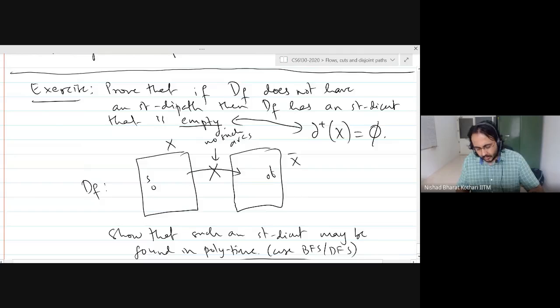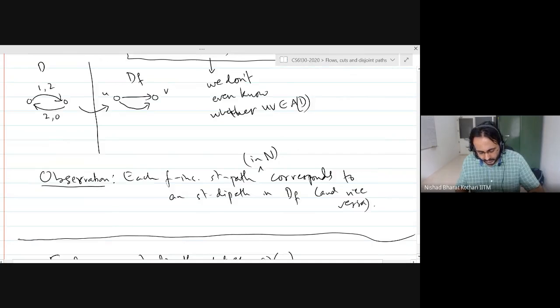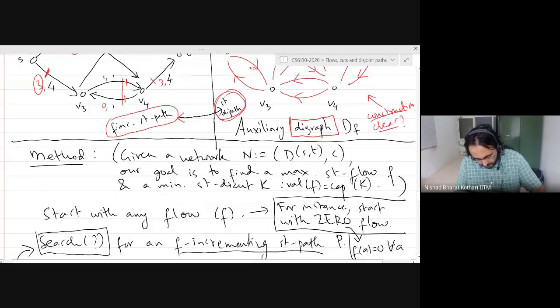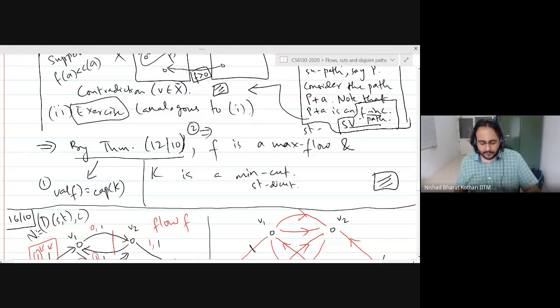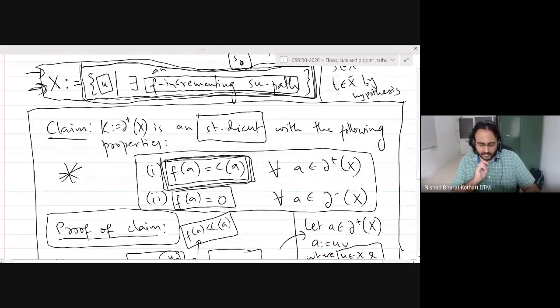And the point is, if you find such an ST dicut in the auxiliary digraph, then in the original network, it will correspond to a dicut with the properties that we have already discussed. Remember this claim? If you find an ST dicut which is empty in the auxiliary digraph, then you'll go back to the original network, and you will observe that the same cut, the same set X, will satisfy these two conditions. Okay?